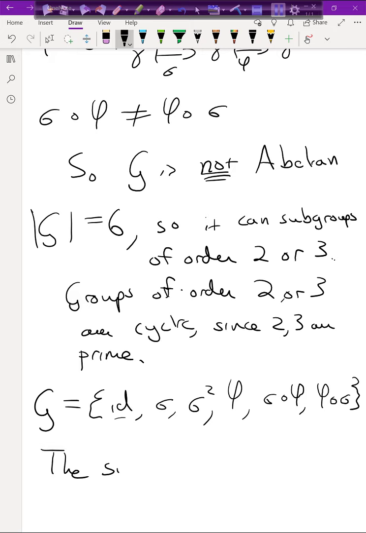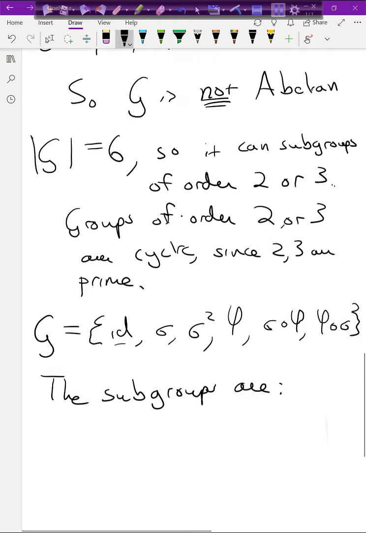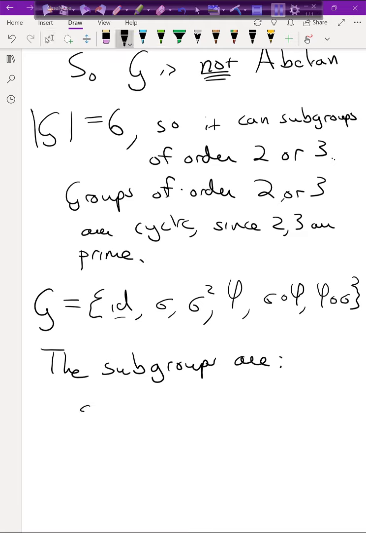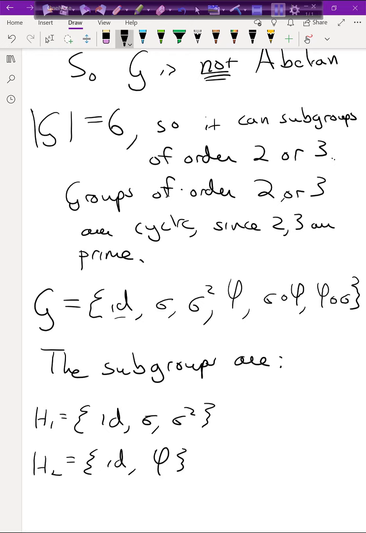Okay. The subgroups are, drum roll please. The subgroups are, okay, call H1. This is ID, sigma, sigma squared. H2. This is ID, phi, that's a cyclic subgroup.